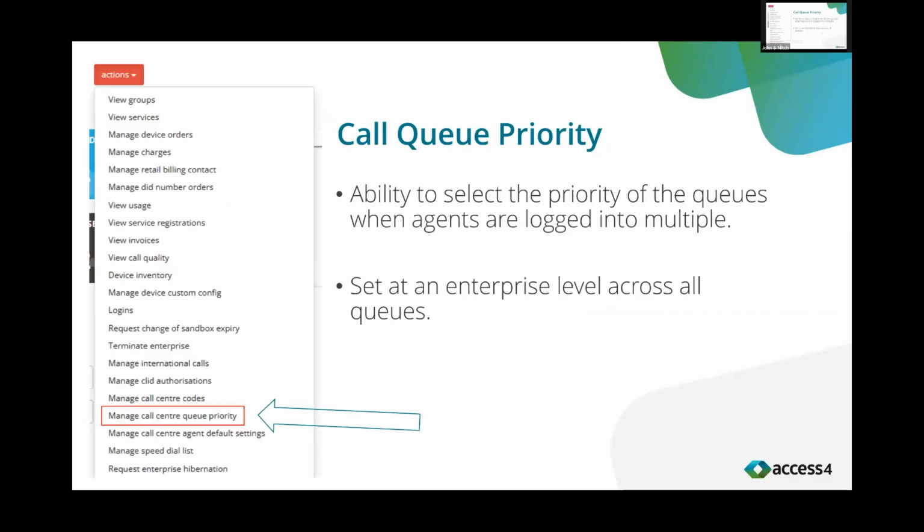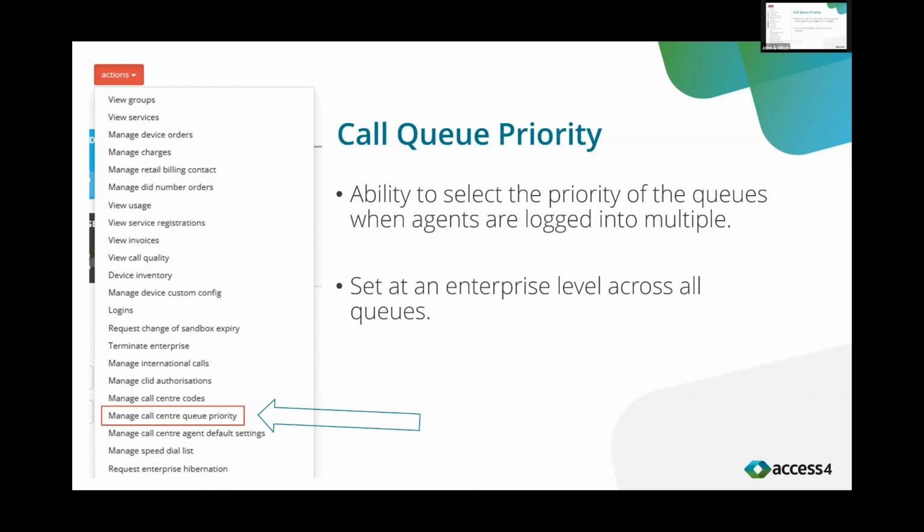Next one is core queue priority. So this is something that's been asked for quite a lot. And this is allowing, if you have multiple core queues within a single customer, being able to say which core queue has the highest priority above the others. So you may have a VIP support queue and a normal support queue. You probably want those VIP customers to be answered first. So being able to say that that's the higher priority queue, make sure that call comes through first before the others.